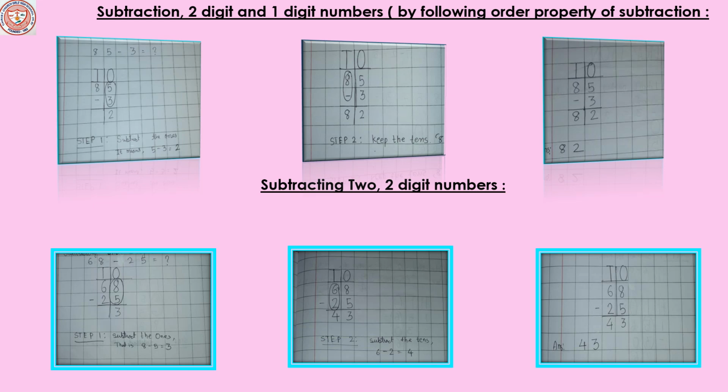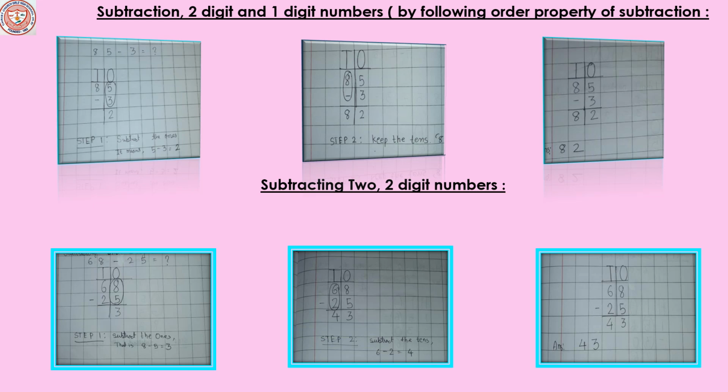I have done one example for you, and this example is taken from your previous exercise. 85 minus 3. How will we solve it? Step 1. Subtract the ones. It means 5 minus 3 is equal to 2. Step 2. Keep the tens, because there is nothing below the 8. And we will get the answer.